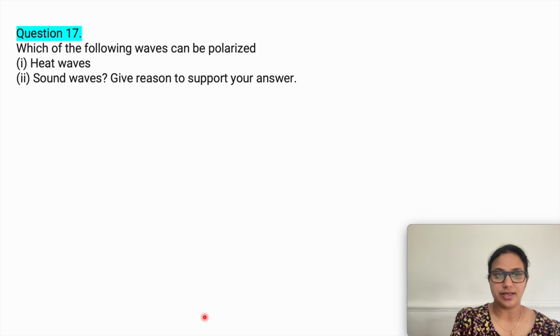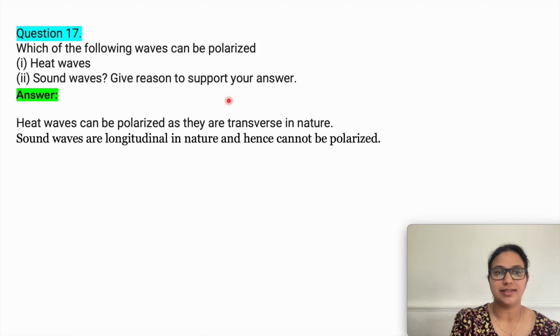Next, question number 17. Which of the following waves can be polarized? Heat waves, second one sound waves. Give reason to support your answer. Here the answer is, heat waves can be polarized because they are transverse in nature. But sound waves are longitudinal in nature and hence cannot be polarized.